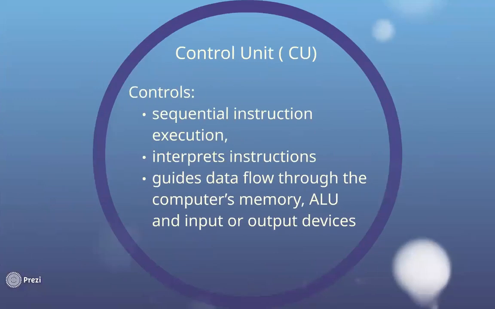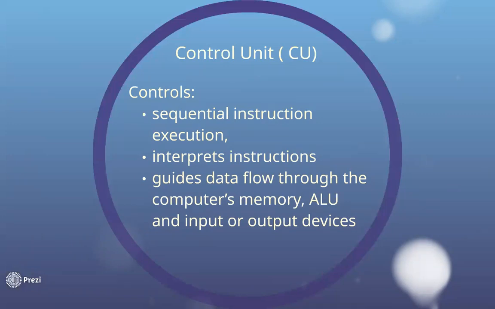Next is CU, the control unit. It provides control signals like sequential instruction execution, meaning if I have given 10 instructions, then what is the flow of the instructions and how they need to be performed. It interprets instructions, whatever instructions have been given, what the computer needs to do in that case, which device needs to work. All these things are controlled by the control unit.